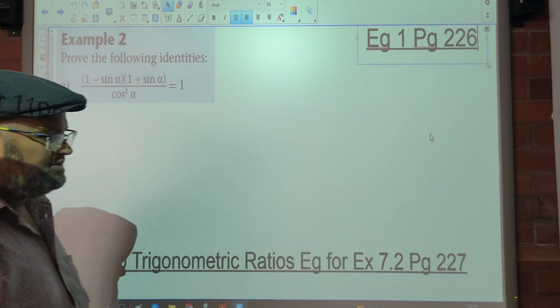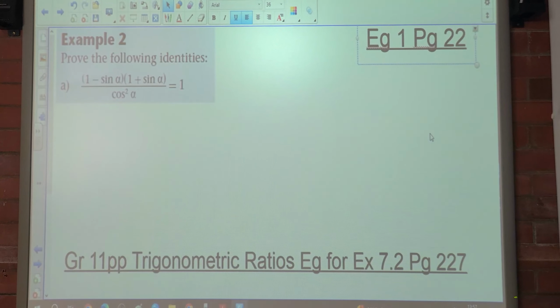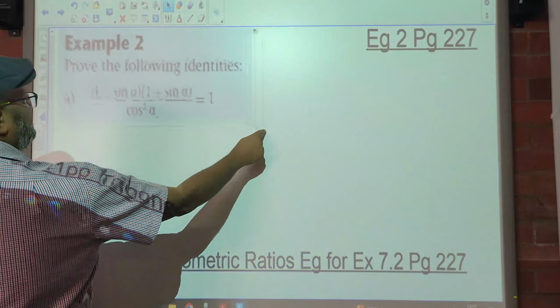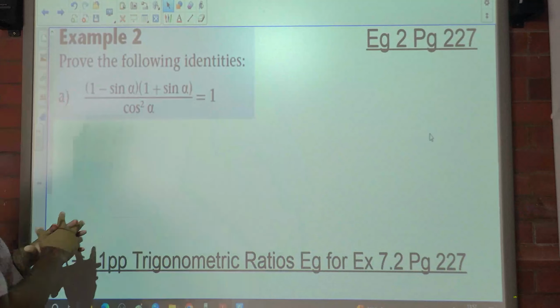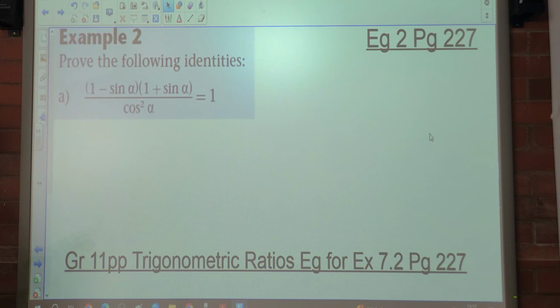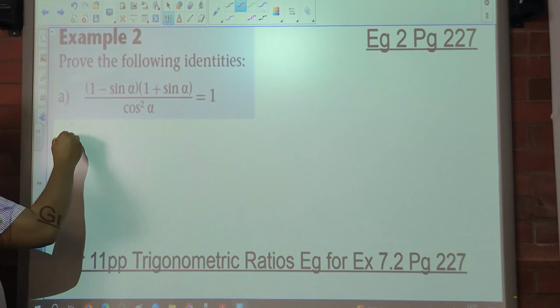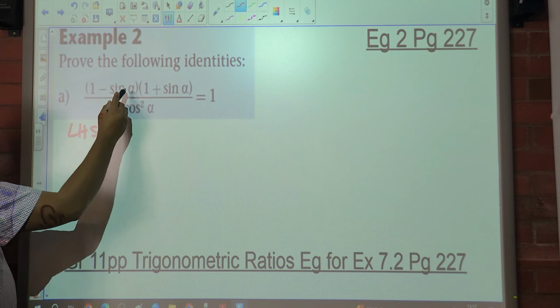227. Example 2, page 227. So here we are asked to prove the following identity. As we said, we gave a definition of the identity earlier on. So this is not an equation like we take things over the equal sign and so on. We must prove that the left hand side of the equation is equal to the right hand side. So let's go. The left hand side.